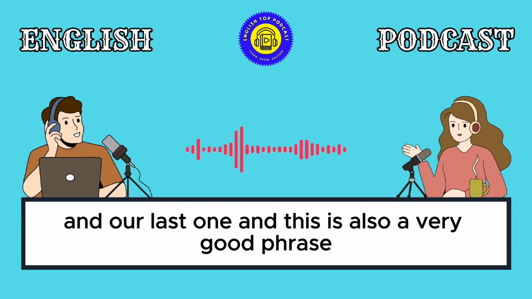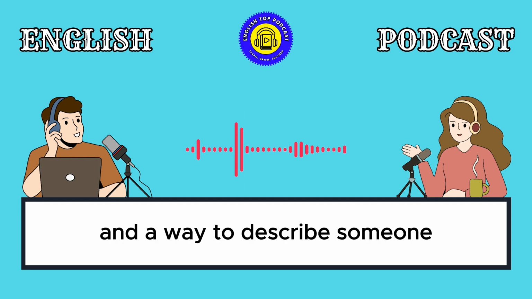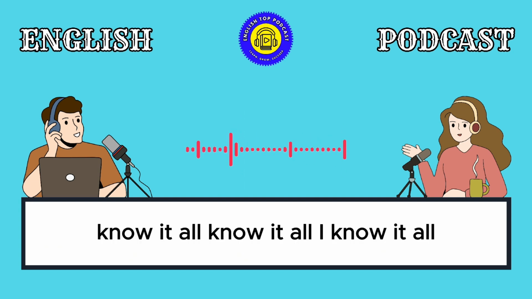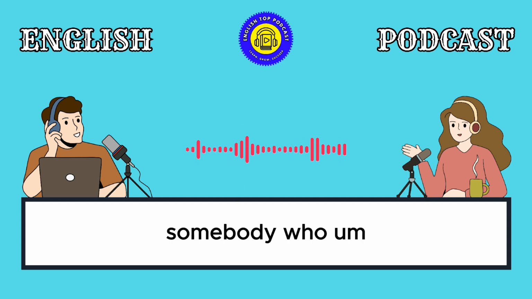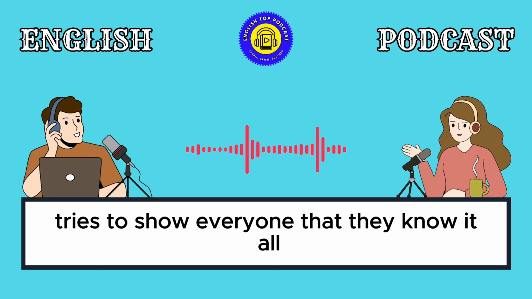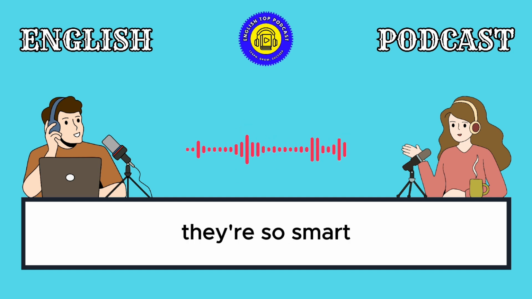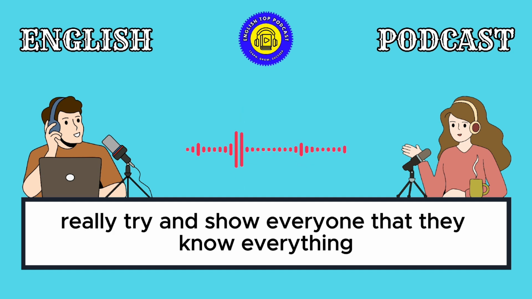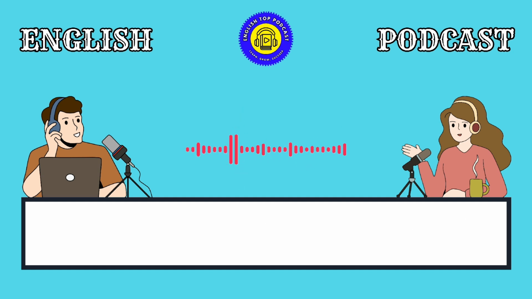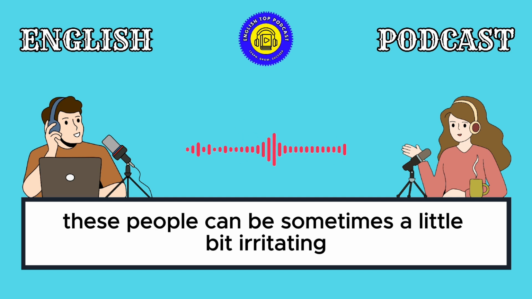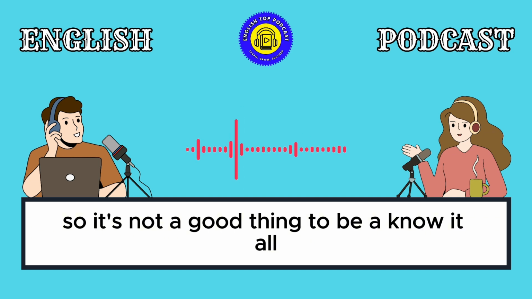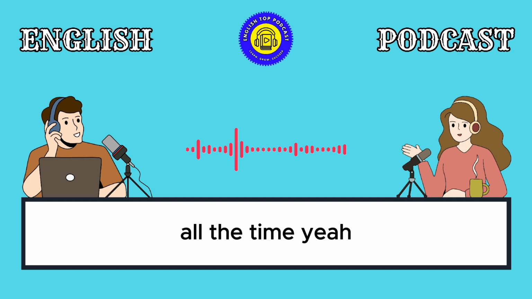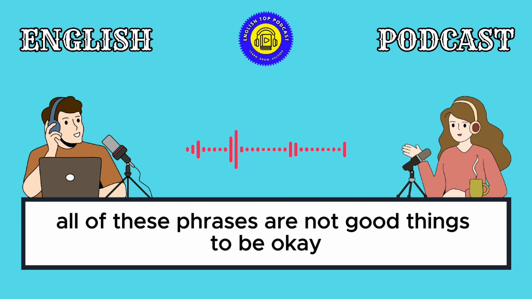And our last one, and this is also a very good phrase and a way to describe someone, know-it-all. Sometimes you say Mr. Know-it-all, right? So what is a know-it-all? Somebody who tries to show everyone that they know it all. They have the answers to everything, but they really, really try and show everyone that they know everything. These people can be sometimes a little bit irritating, right? Yeah, very, very annoying. So it's not a good thing to be a know-it-all all the time. Actually, all of these phrases are not good things to be.